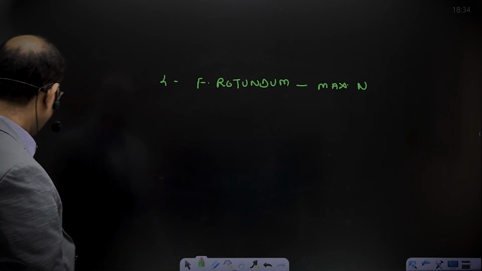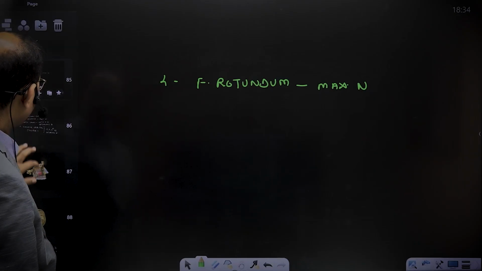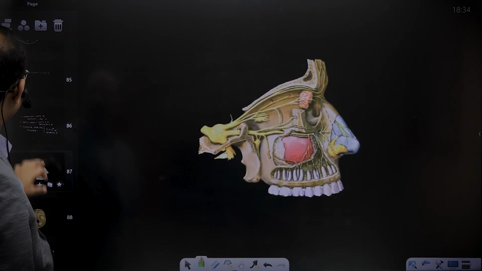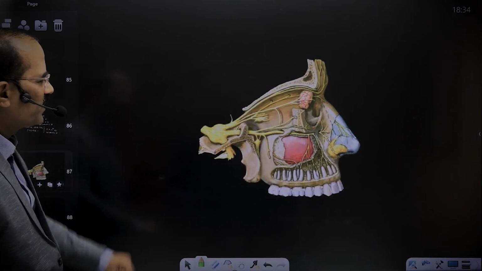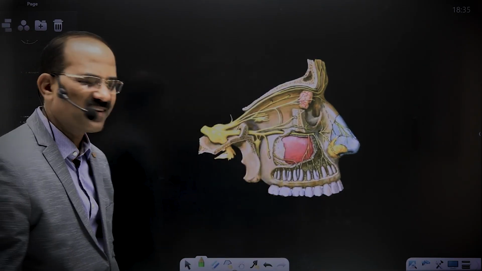I'll show you the slide. Just have a look at the slide. See if you can understand this. Look at this slide. A beautiful slide. What is this view, students? That's a section of the skull, correct?